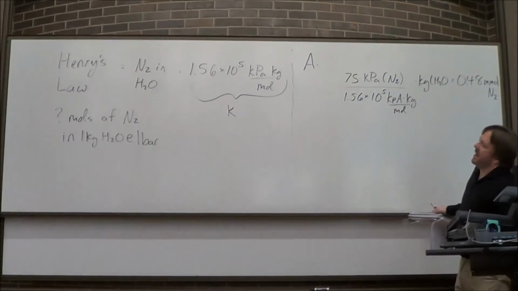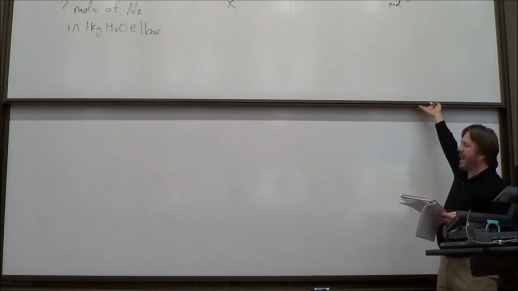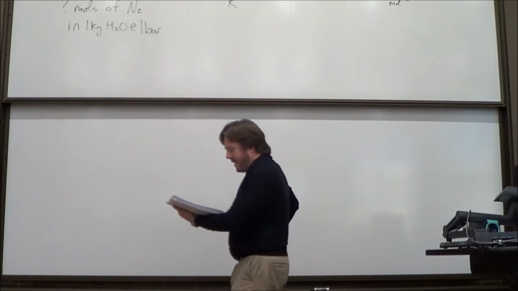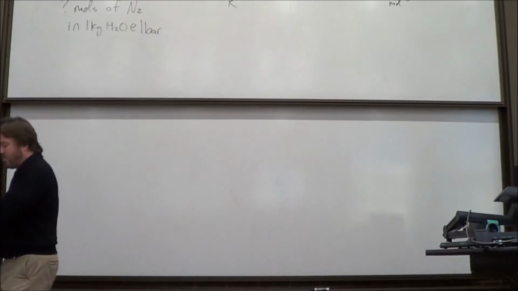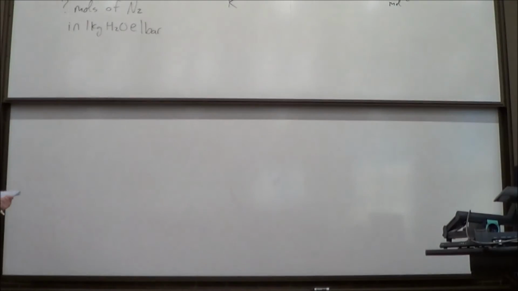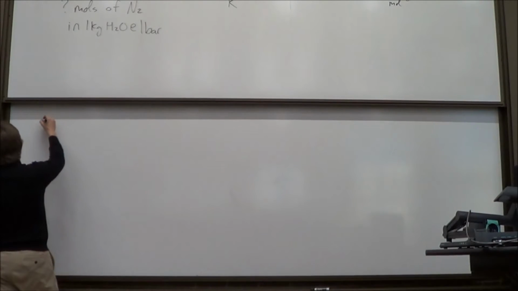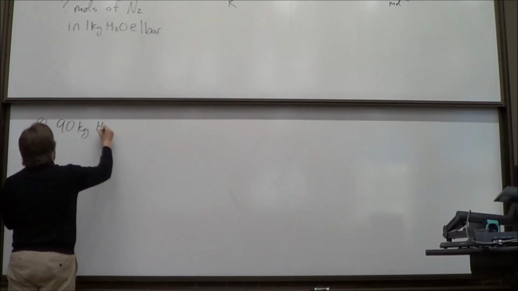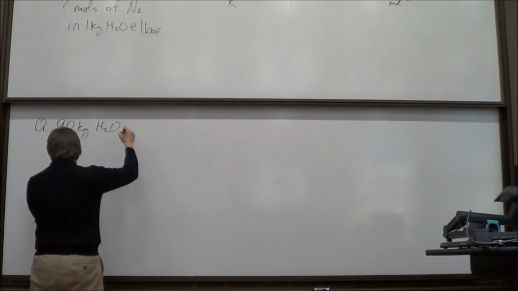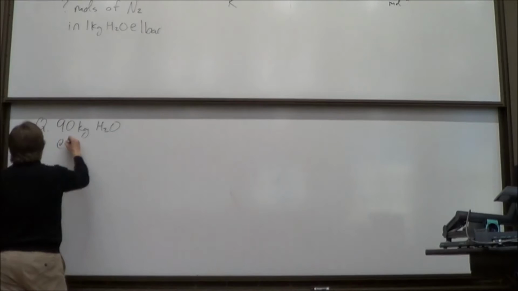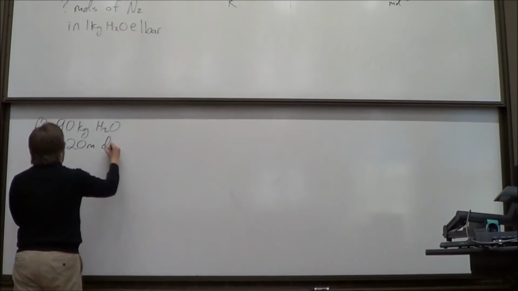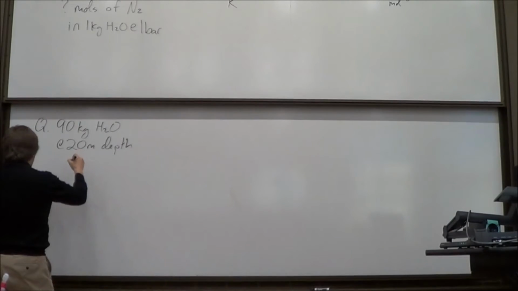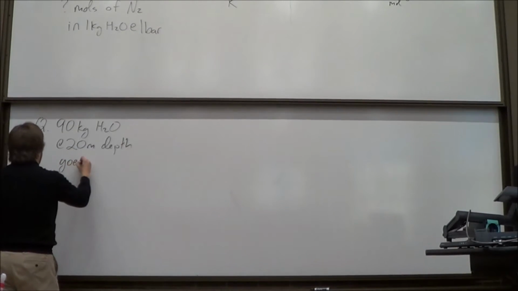Okay, now that was the baby question. I'm not going to have that simple a question. You had that kind of question in freshman chem, but I'm going to ask you something a little bit more complicated, and as usual, I try to make it relevant. So here's the question. 90 kilograms of H2O at 20 meters depth, and it goes to the top of the water.